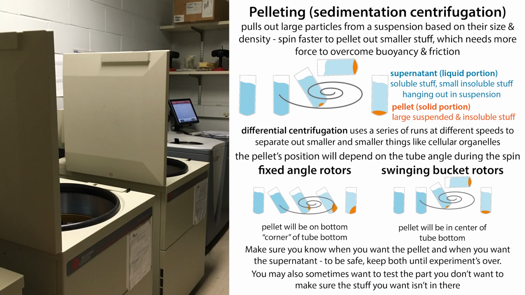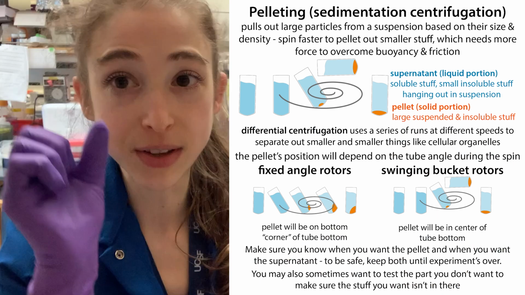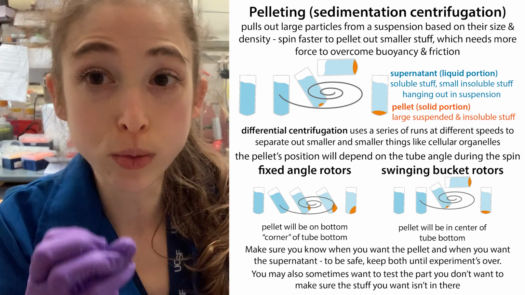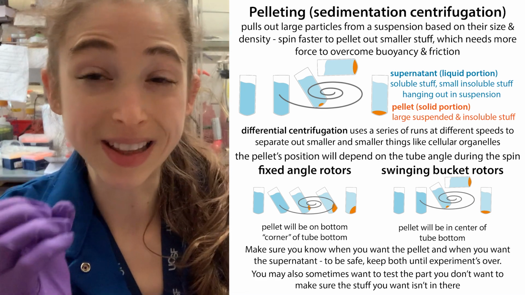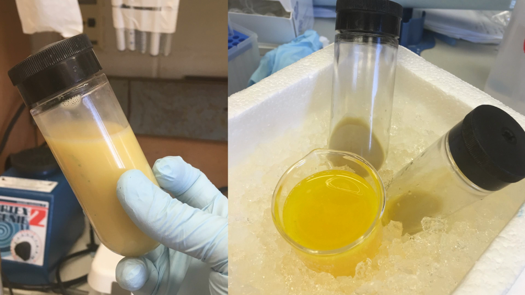So we're spinning the samples really fast, and the stuff that's not dissolved is going to get pulled to the bottom. It's going to pellet out, and now you're left with this clear supernatant. Basically, the supernatant is the liquid that's left over.